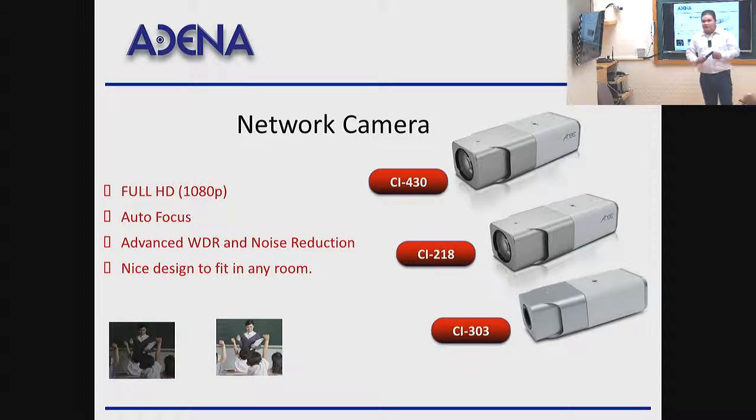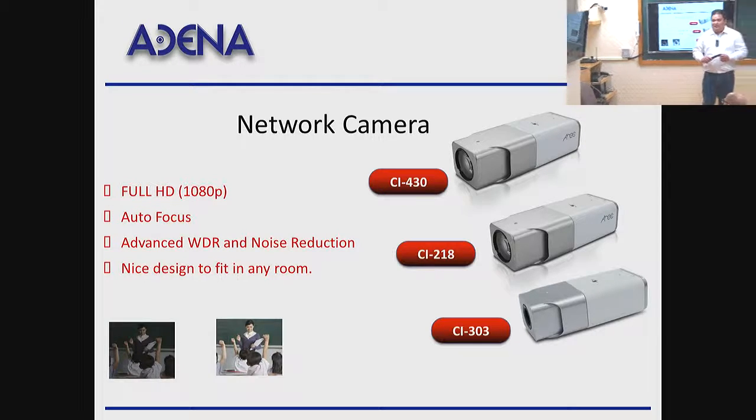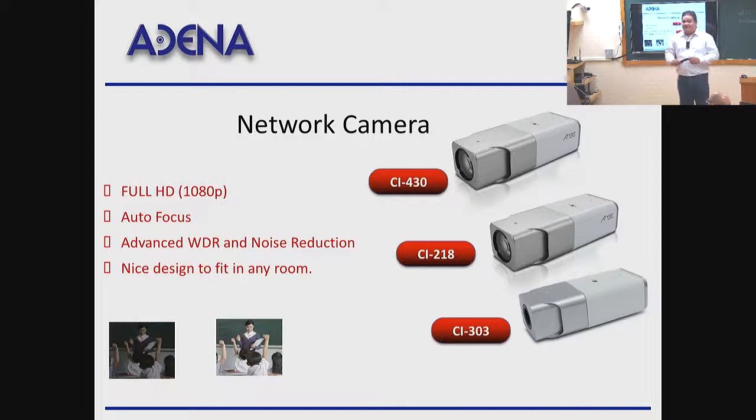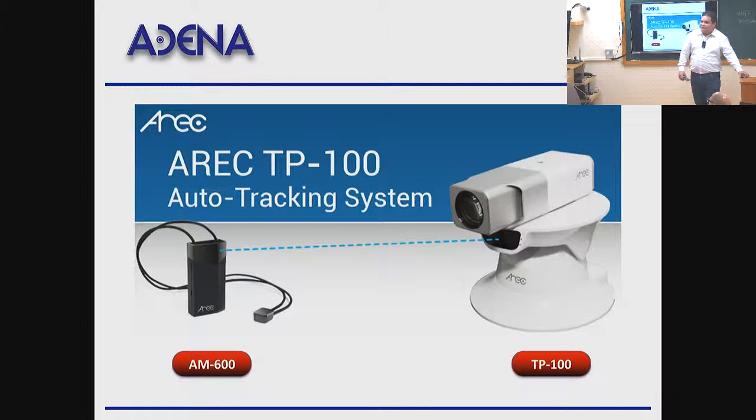All of our cameras are full HD. All of them have autofocus and advanced WDR and noise reduction. And of course, they are nice to fit to any room. Second part of the solution is the auto tracking system, which by the way I am using right now. It consists of 2 different parts. It consists of the TP100, which is the scanner, and the AM600, which is the positioner. The positioner, as you can see, is also a microphone.